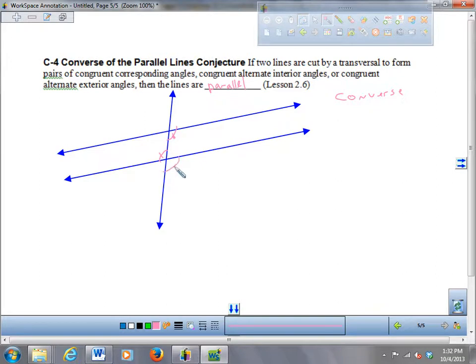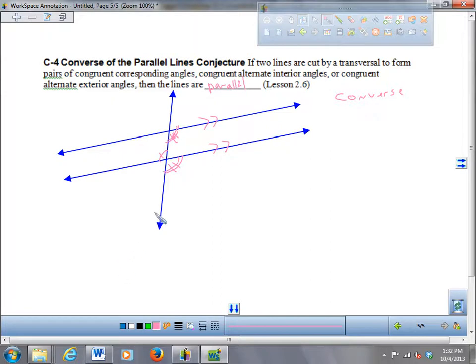If the corresponding angles are congruent, so if this angle is congruent to this angle, what would have to be true about those lines? They're what? They're parallel. Okay? They're parallel.